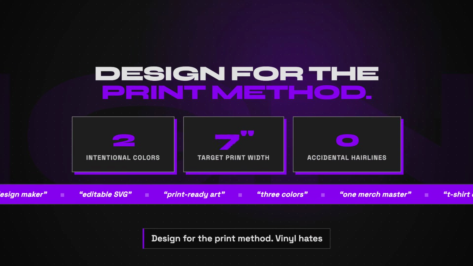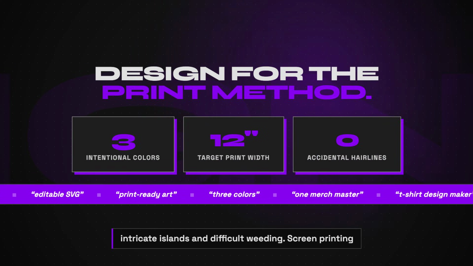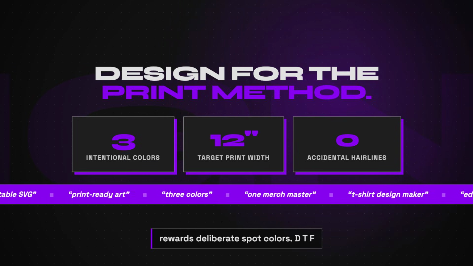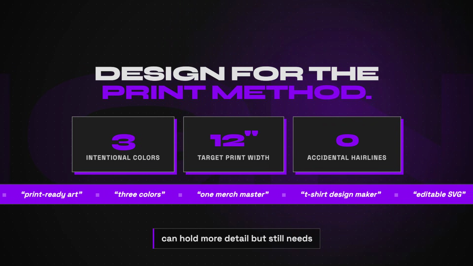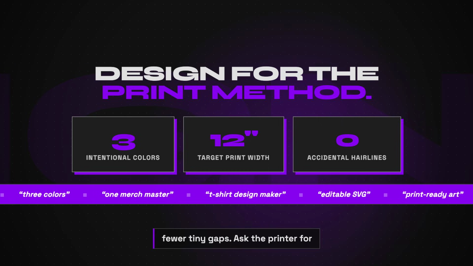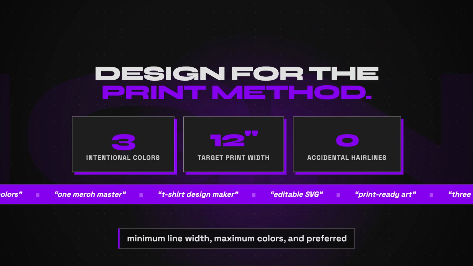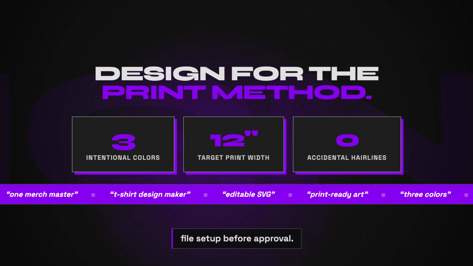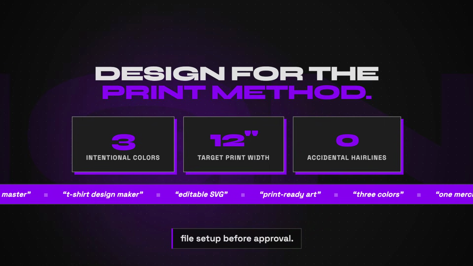Design for the print method. Vinyl hates intricate islands and difficult weeding. Screen printing rewards deliberate spot colors. DTF can hold more detail but still needs readable scale. Embroidery needs broader shapes and fewer tiny gaps. Ask the printer for minimum line width, maximum colors, and preferred file setup before approval.